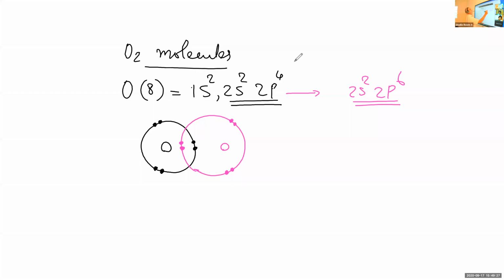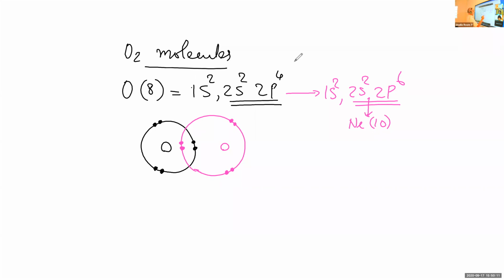So the configuration will be 1s2, 2s2, 2p6, and 6 plus 2 plus 2, 10 electrons. Atomic number 10 is neon, the nearest noble gas. So there will be the neon configuration with 10 electrons, and 8 electrons in the outermost shell. This is the electron dot representation of the O2 molecule.